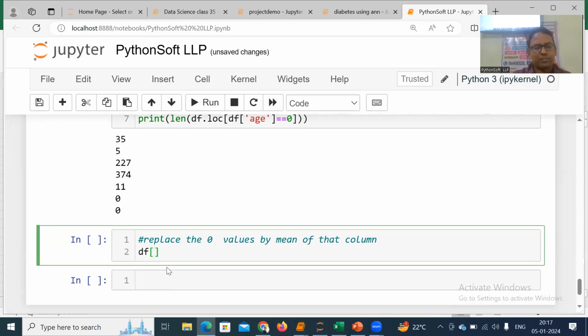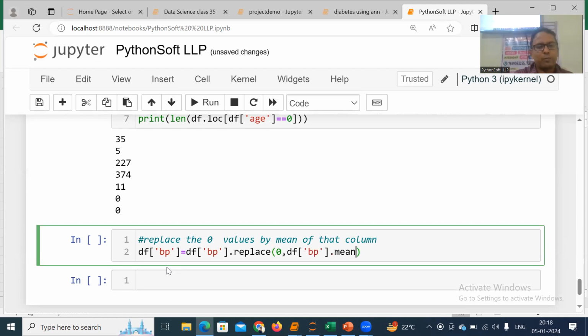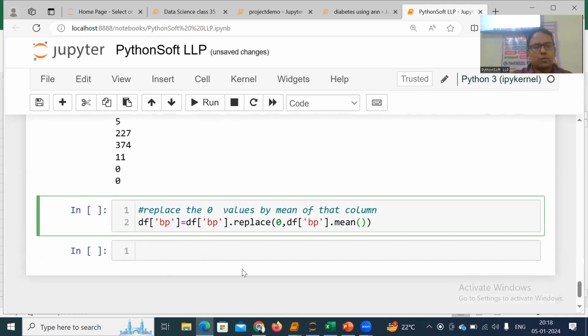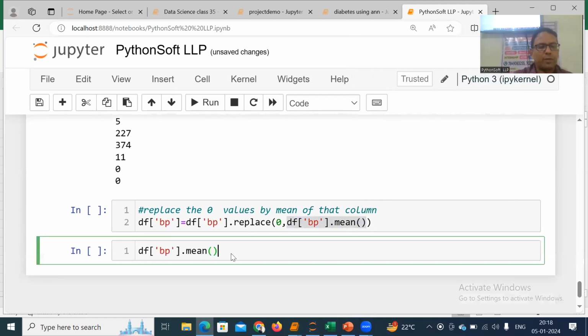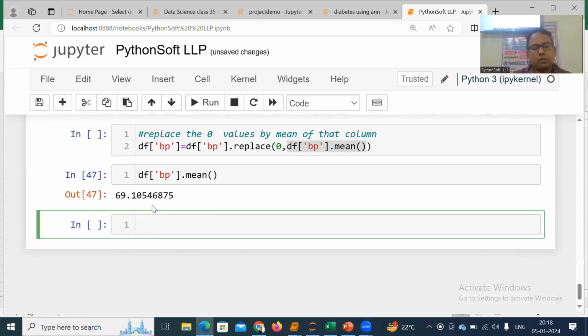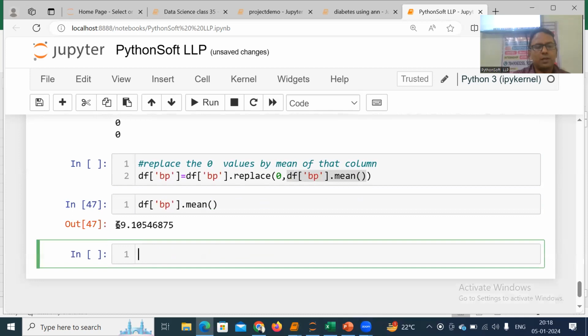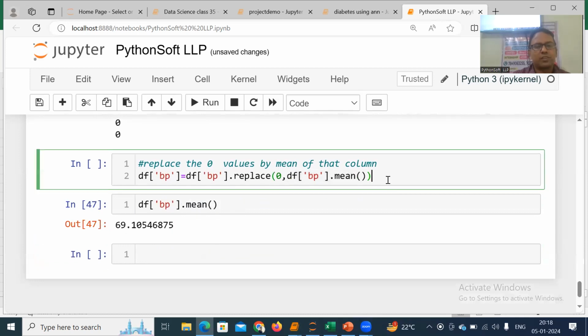Right here, df of the first column, let's say BP. I write here df['BP']. Df means data frame. BP.replace. Replace what? 0 by df['BP'].mean(). What is the BP mean value? Just see here, I'm showing you the BP mean value is this much. That means whenever a person has a missing BP value, it will be replaced by this much. That is done.